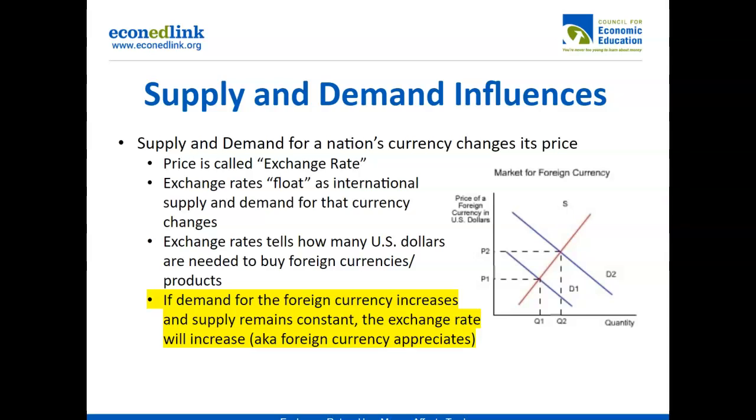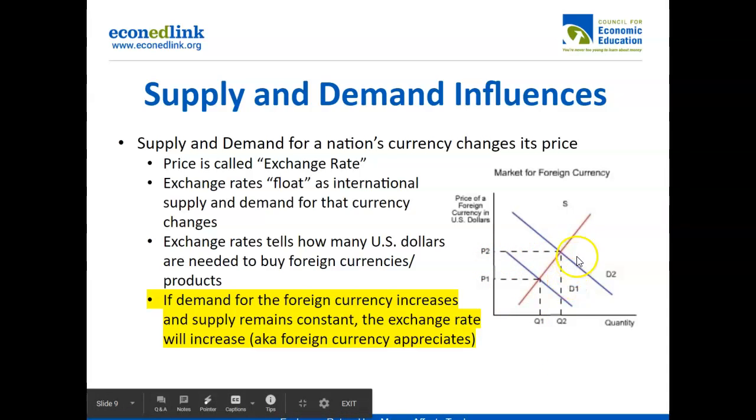If the demand for a foreign currency increases and the supply remains constant, the exchange rate will increase, so the foreign currency appreciates. So in other words, let's say we have a higher demand for the Canadian dollar, then the exchange rate for that dollar will appreciate and the price will be higher. So the price of the Canadian dollar will be higher for us if the demand for the Canadian dollar goes up.